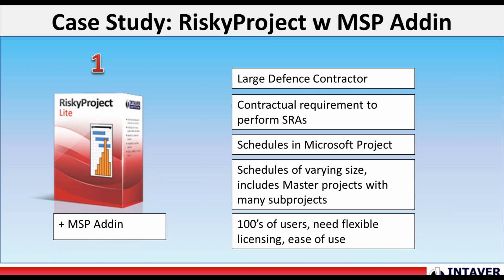They have hundreds of users that sometimes are using it depending on where they are in the project. They need to be able to move the software, install it, uninstall it on various users' desktops. So they need flexible licensing, and it has to be easy to use with that many users. They want to have very basic training and allow the users to run this analysis. The users are generally CAMs or project controllers. They're not risk management specialists.